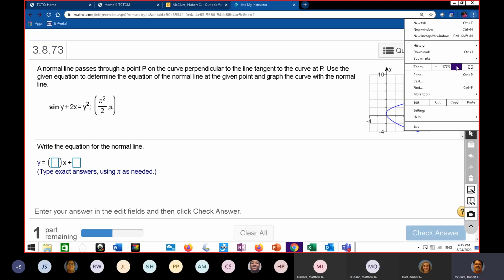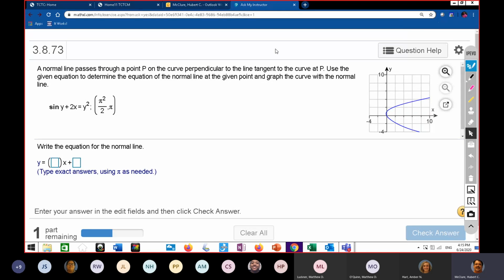Okay, the first thing you got to do, you got to find the slope, because what are they wanting? The normal line passes through a point on a curve perpendicular to the tangent. So that means you got to find the slope of the tangent line first, and then you have the slope for the perpendicular line. And then you got your 2 points. So this one's not very difficult. And it's not inverse, so you know the derivative of the sine is cosine. Derivative of 2x is 2. And 2y, y prime, solve for y prime.